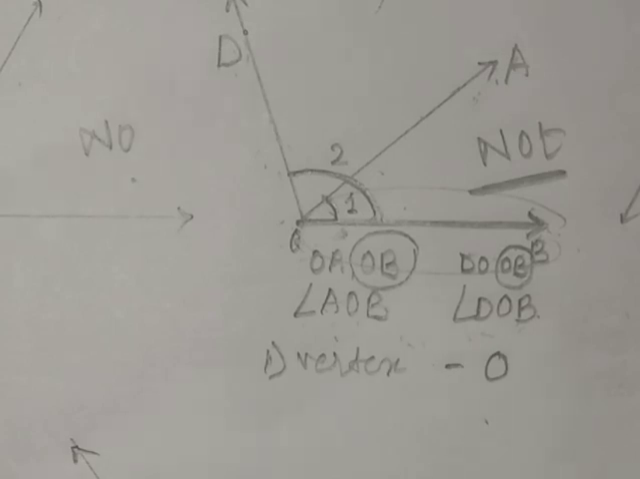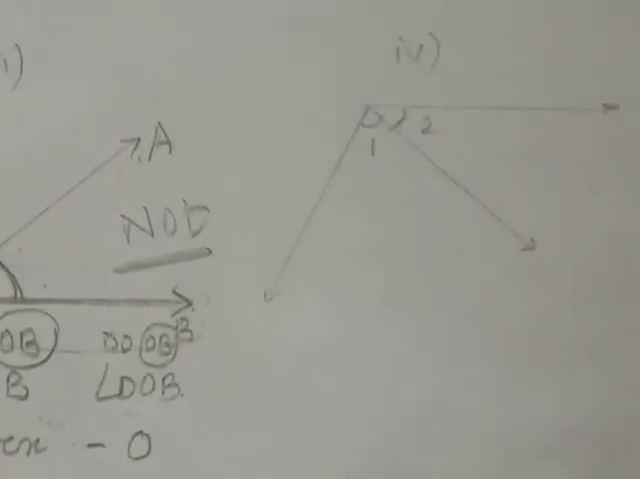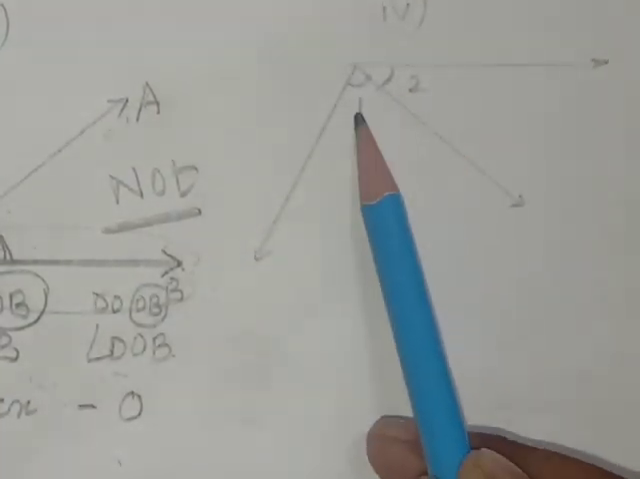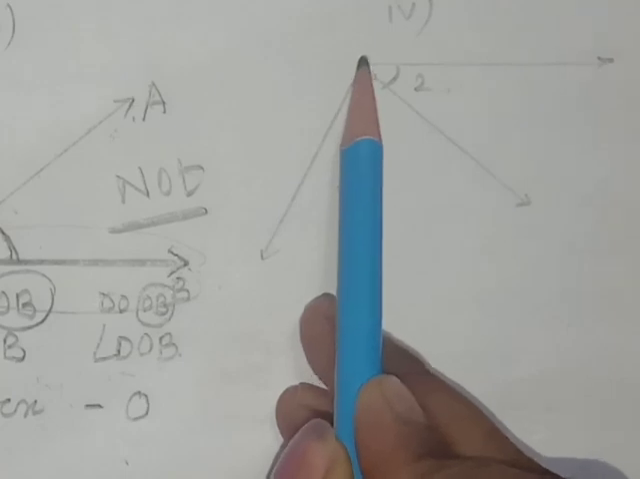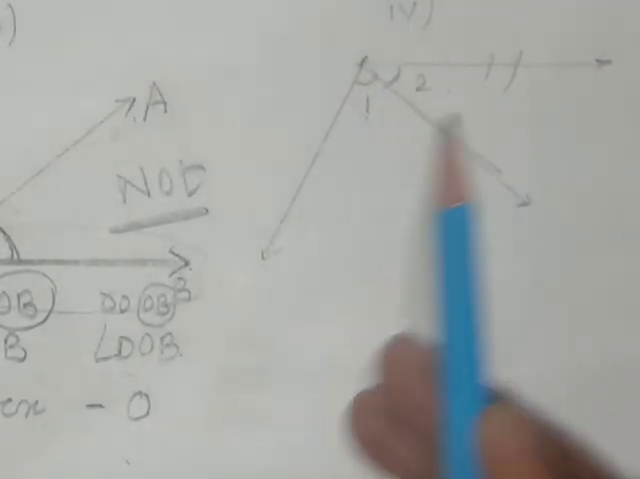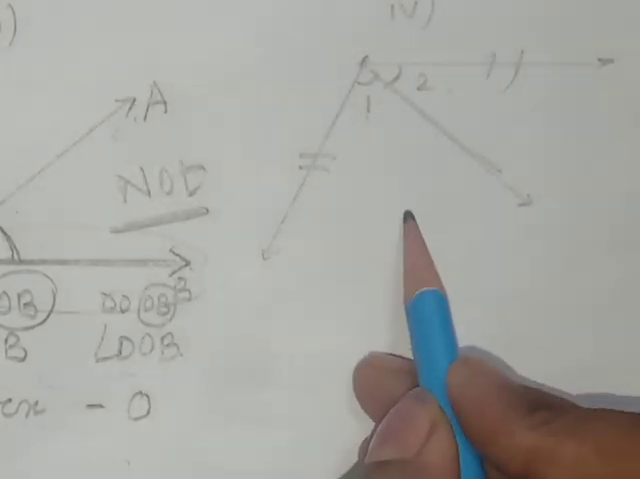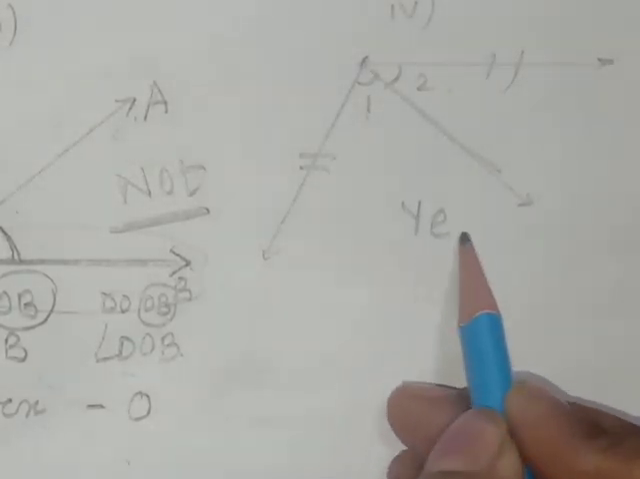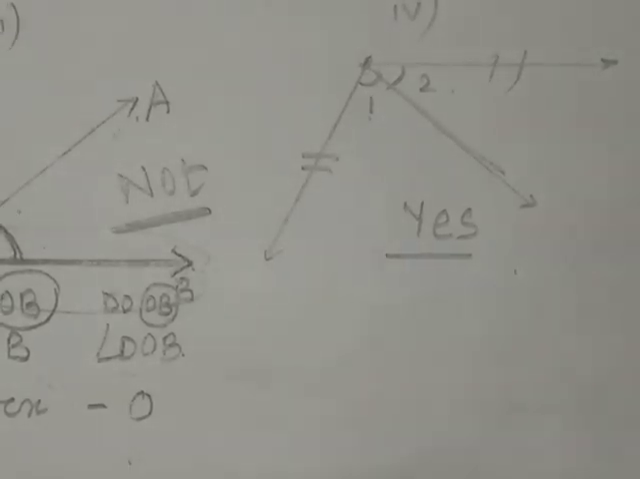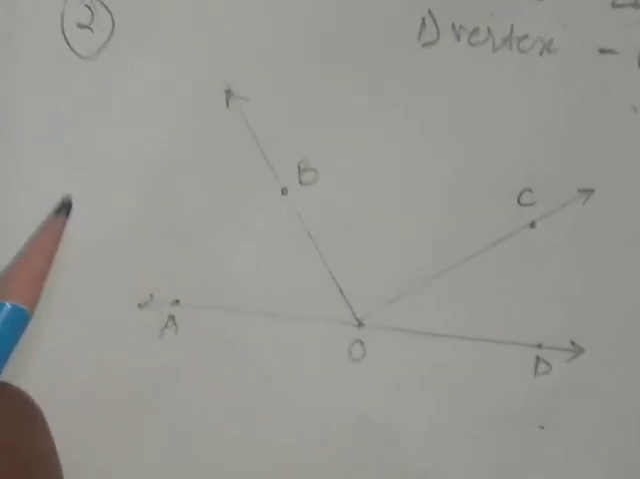Okay, next, last question here. Angle 1 and angle 2, again they have a common vertex, they have a common arm here, and both the non-common arms lie on either side of the common arm. So yes, these are adjacent angles. Next question, question number 2.